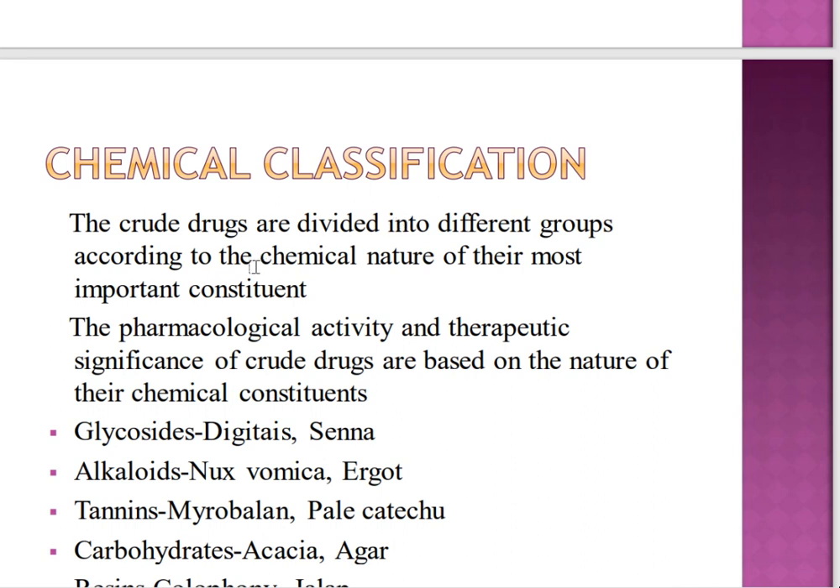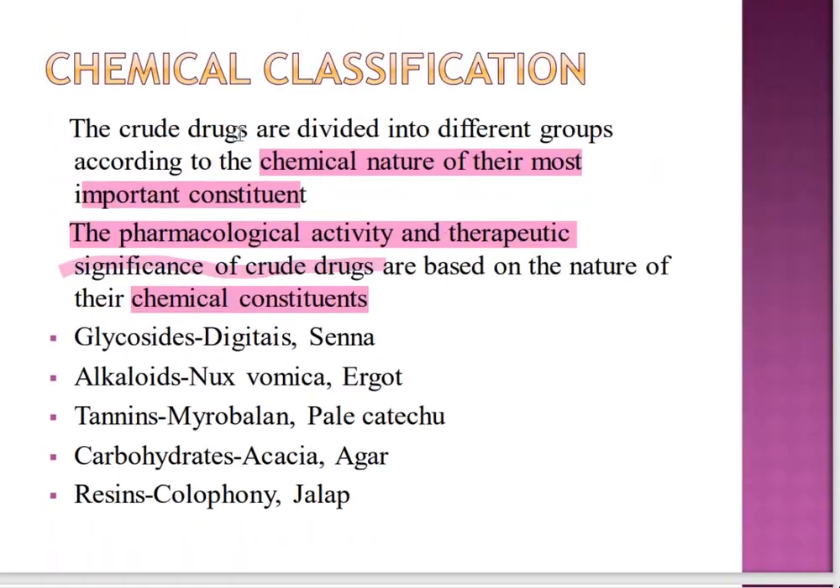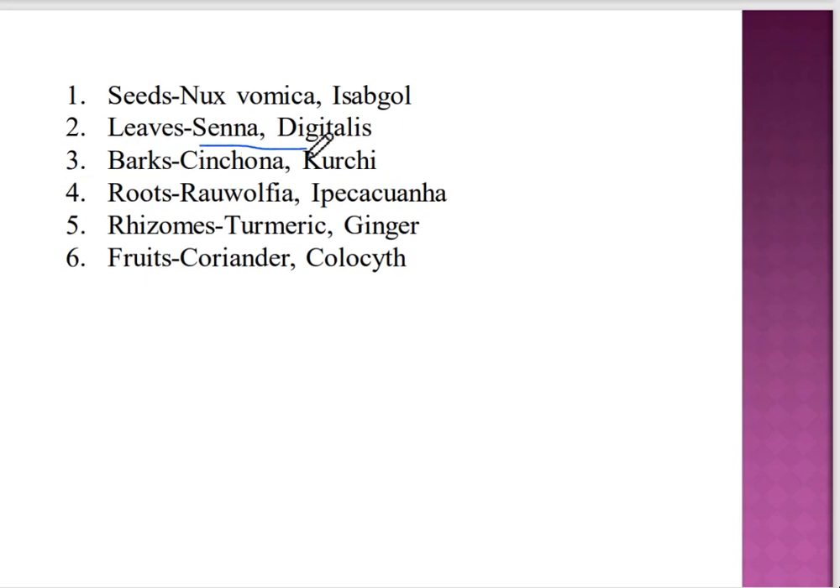Now chemical classification can be divided into various groups depending upon the chemical nature and the active ingredient or the constituent present in it. The pharmacological activity and therapeutic significance of crude drugs are based on the nature of the chemical constituents. So here, the chemical nature and the most important constituent present in the crude drugs, according to that they are classified. Like you have glycosides, you have alkaloids. In glycosides you have digitalis and senna, and you can see here in leaves you have digitalis and senna.